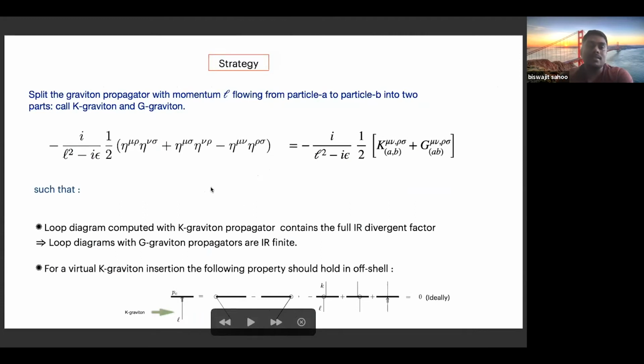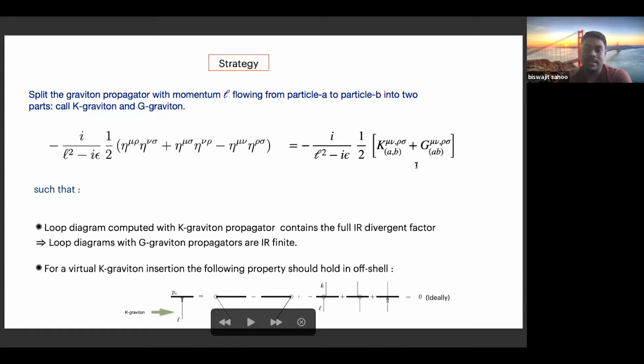The strategy is that we will split the full graviton propagator, with momentum L flowing from particle A to particle B, into two parts. One part we will call K graviton, and the other part we will call G graviton. You can see the propagator for the graviton in de Donder gauge, and we are splitting it into two terms, K and G.